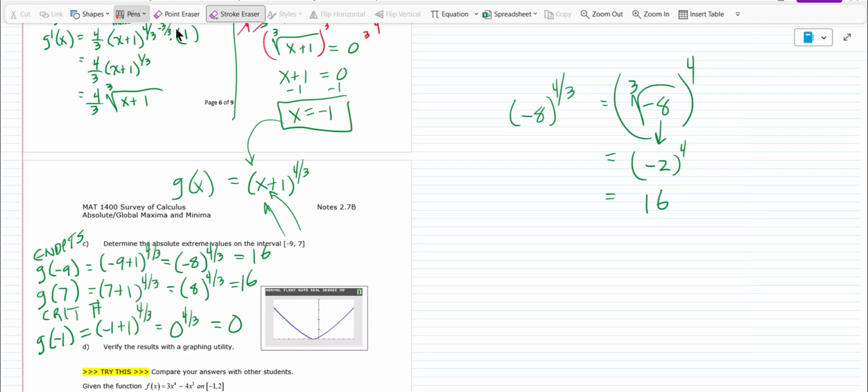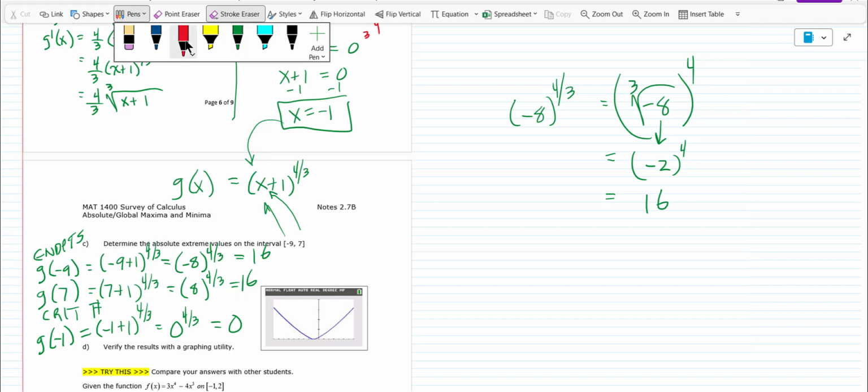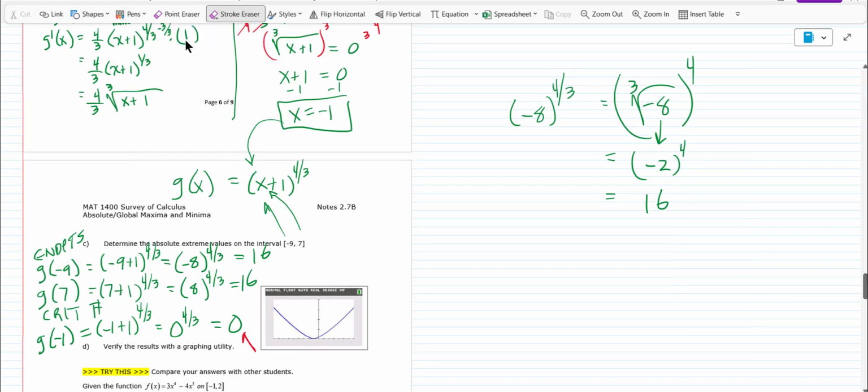Now, it's easy to answer the question, okay? What is the smallest? The smallest is 0, so that would be your absolute minimum. What is your biggest? Well, your biggest is a tie. So your absolute max would be both of those, okay? You can have the same absolute max. You can have more than one. It's just 16 is the biggest value.